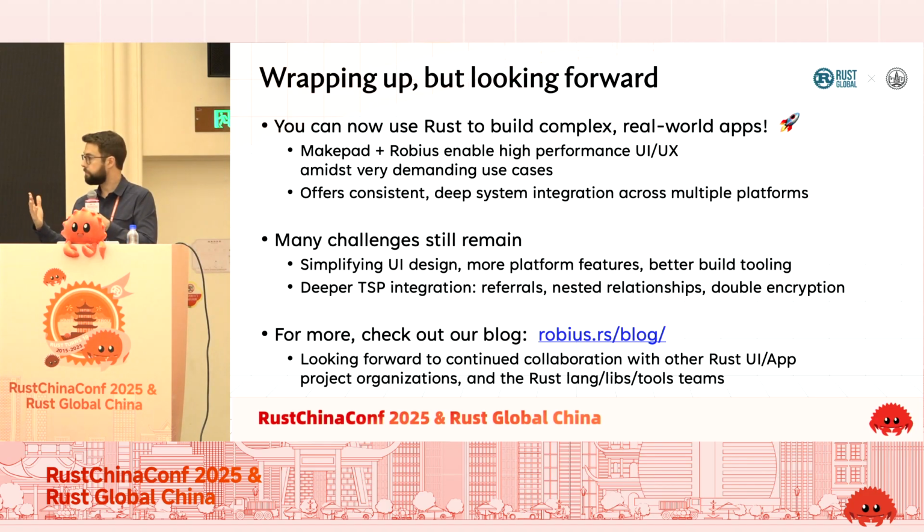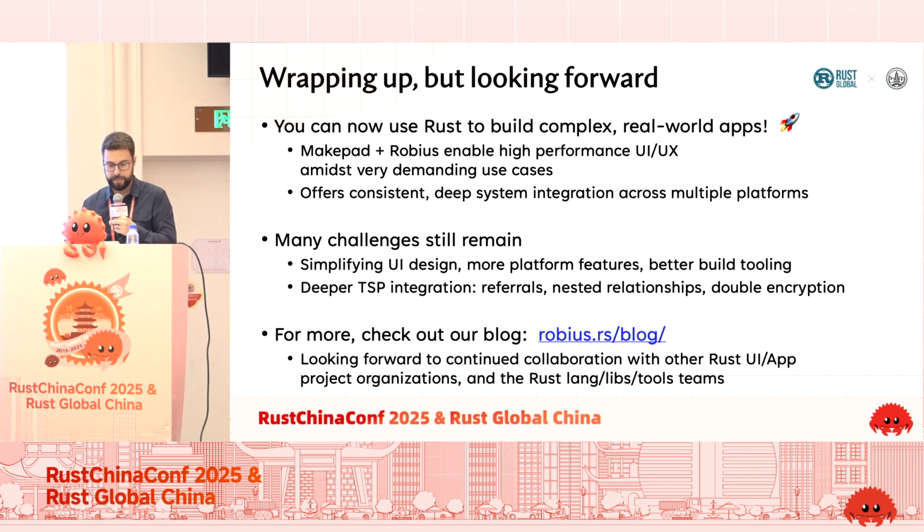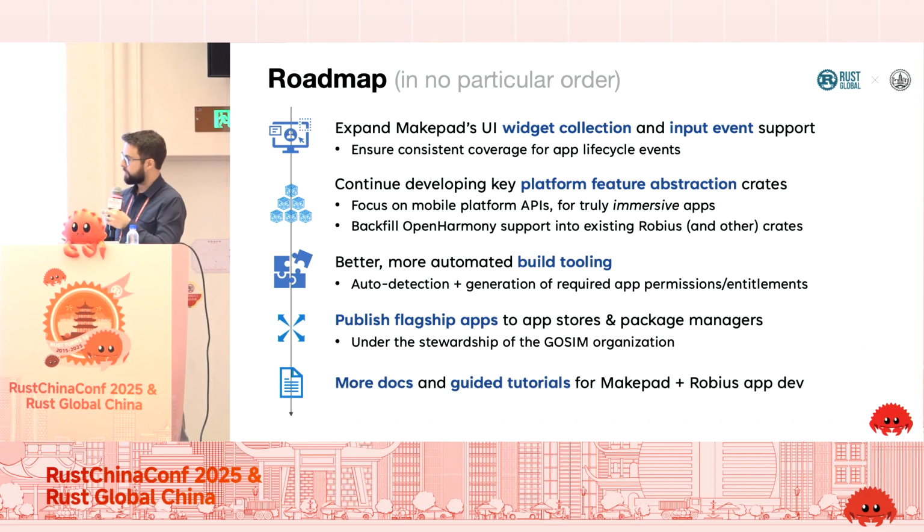And I want to push forward with more support for TSP and support things like the referrals I mentioned, nested relationships, which hide the fact that you even have a relationship, and double encryption. And then for more, feel free to check out our blog. Here's a roadmap. I'm going to skip that, but it's on that blog.